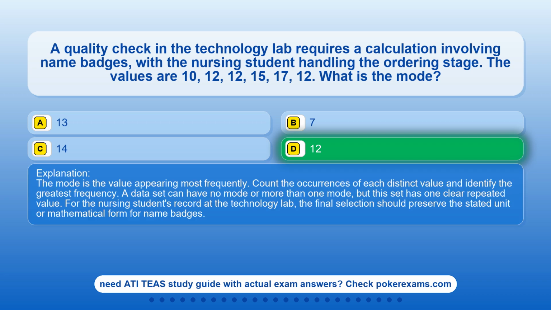The mode is the value appearing most frequently. Count the occurrences of each distinct value and identify the greatest frequency. A dataset can have no mode or more than one mode, but this set has one clear repeated value. For the nursing student's record at the technology lab, the final selection should preserve the stated unit or mathematical form for name badges.